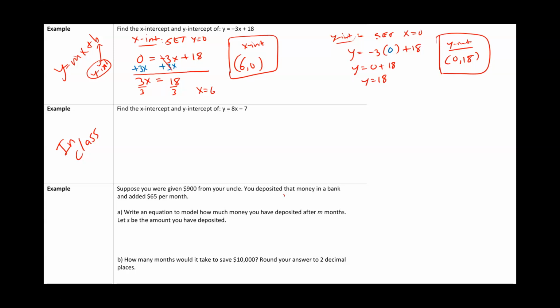Suppose you were given $900 from your uncle. You deposited that money in a bank and added $65 per month. Write an equation to model how much money you have deposited after m months. Let S be the amount you have deposited. So let S equal the amount of money in your account, and we're going to let M equal the number of months.